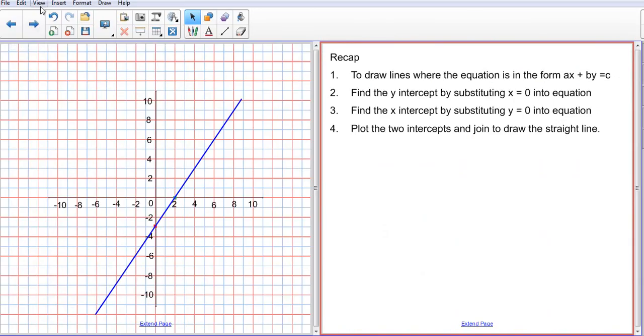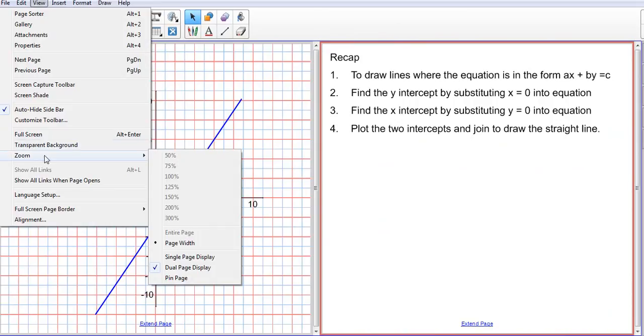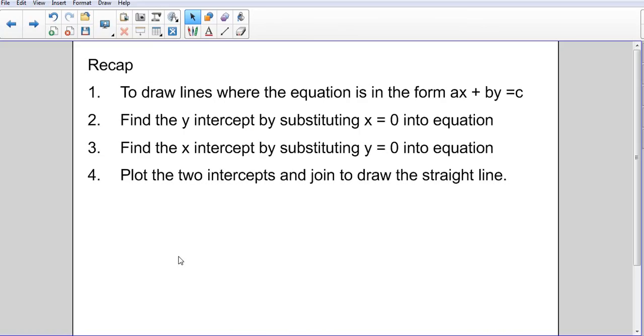So if we just recap what we've just done, we've looked at drawing lines where the equation is in the form ax plus by equals c, so it could be 2x plus 3y equals 12, or some such equation. Firstly, we find the y-intercept by substituting x equals 0 into our equation, or we could just cover up the y term and solve.